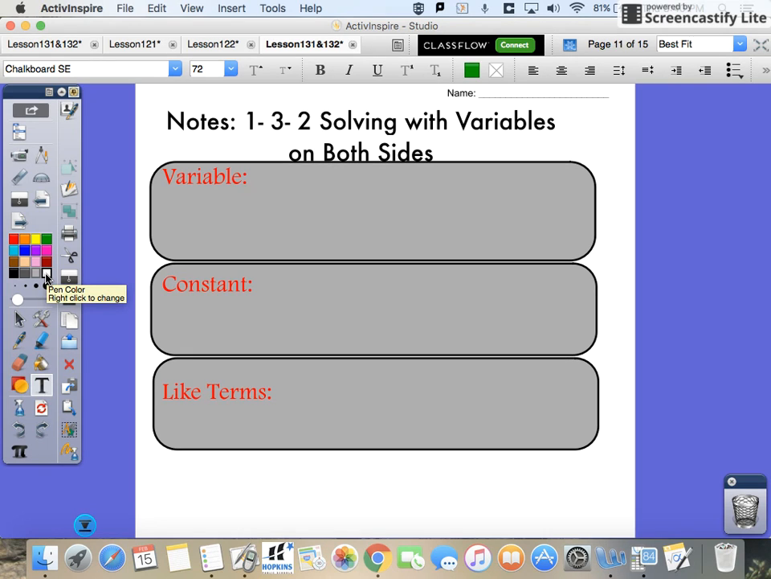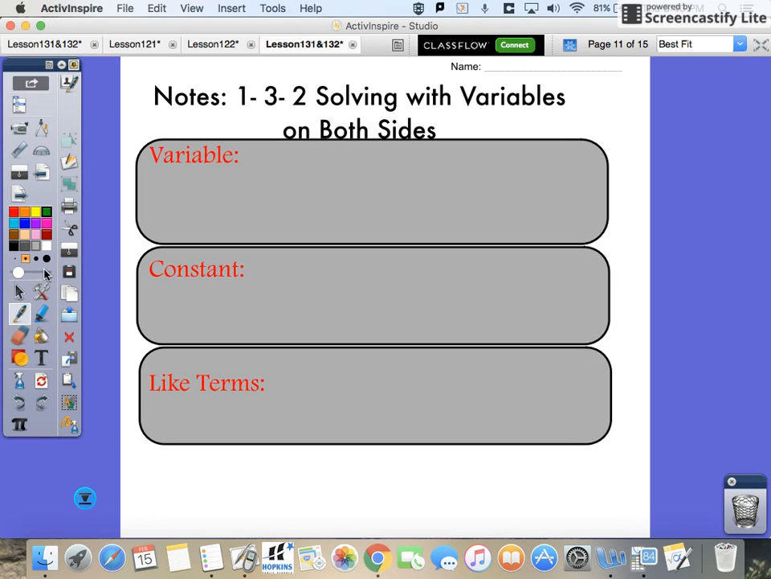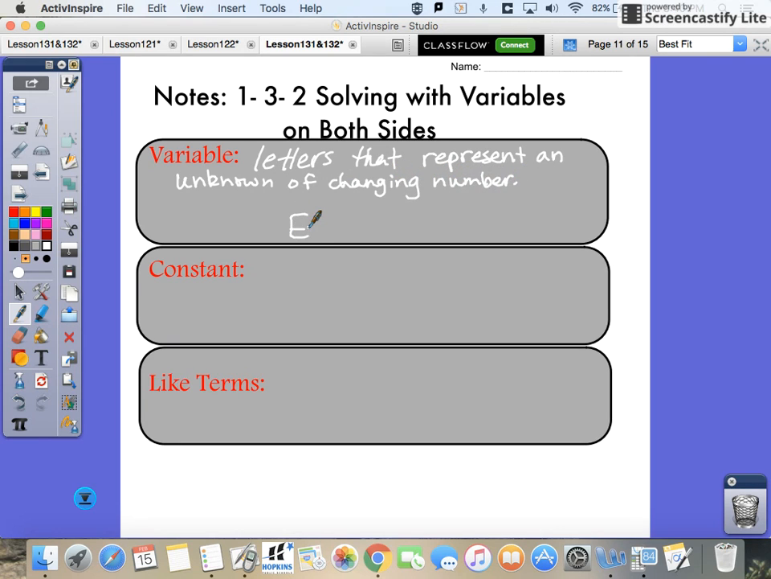So variables are letters that represent an unknown or changing number. Examples that we see a lot are X, Y, T, S, P. These are just really common ones in math.